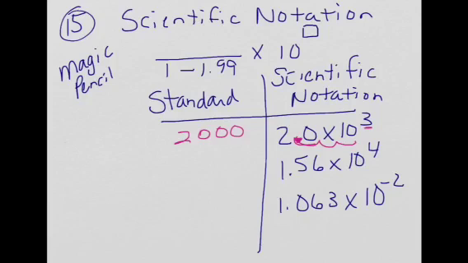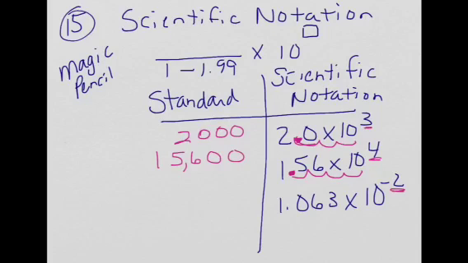We're going to move this positive, we're going to find the decimal, make it large and obnoxious, and now we're going to move it 4 places. So 1, 2, 3, 4. So we're going to have 1, 5, 6, 0, 0.